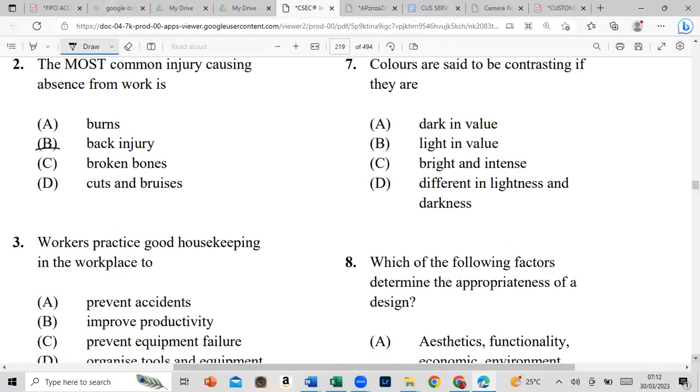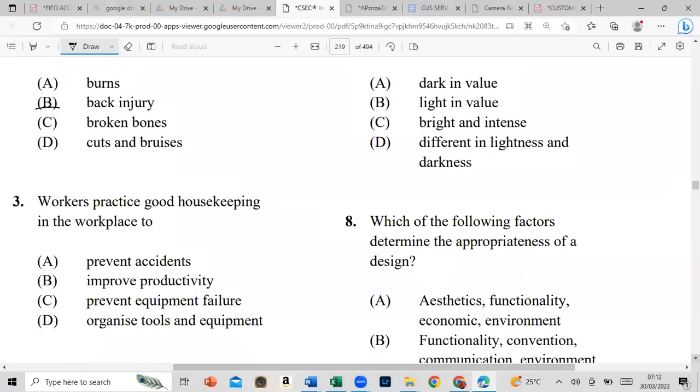Alright, let's move on to number 3. Workers practice good housekeeping in the workplace to: A. Prevent accidents, B. Improve productivity, C. Prevent equipment failure, or D. Organize tools and equipment. And that is A, prevent accidents.